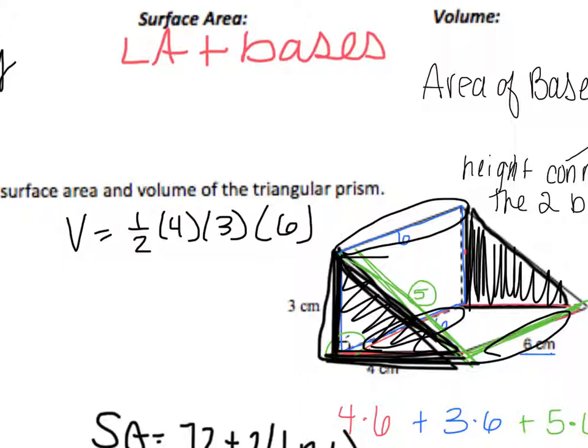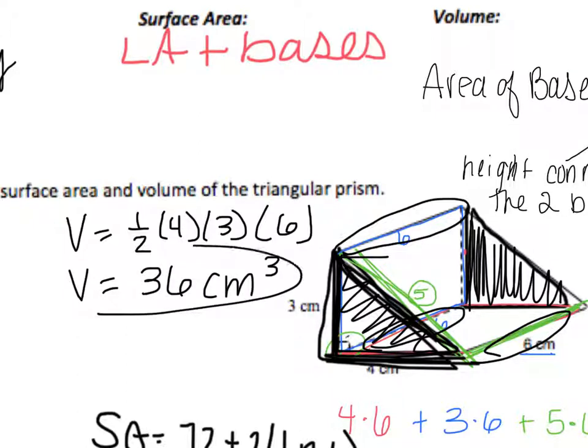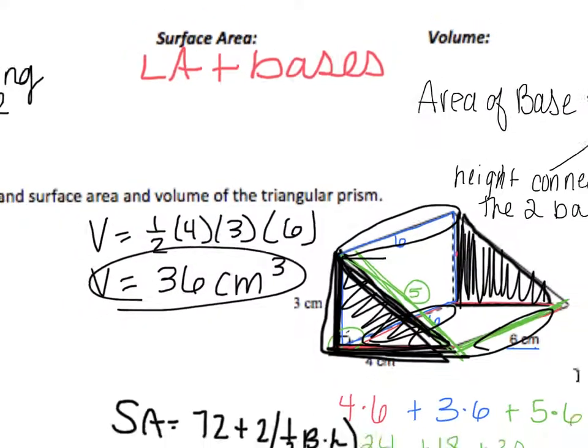So then if I multiply all this together, I'm going to get 36. So 36 centimeters cubed. Okay, so those are prisms.